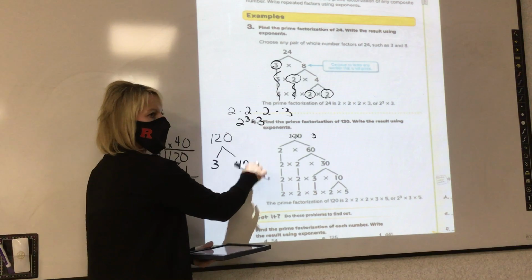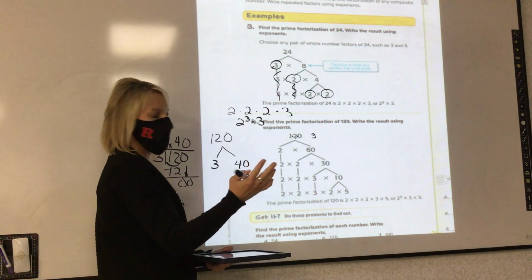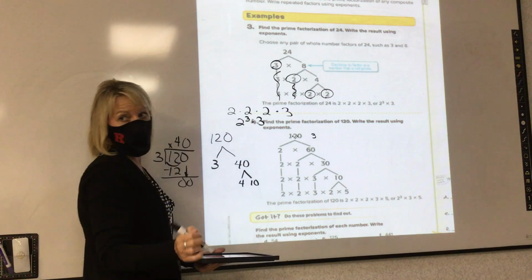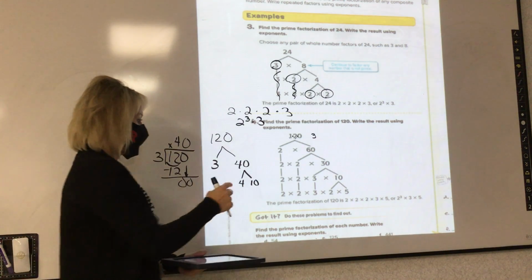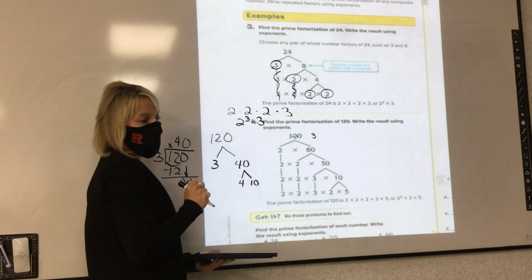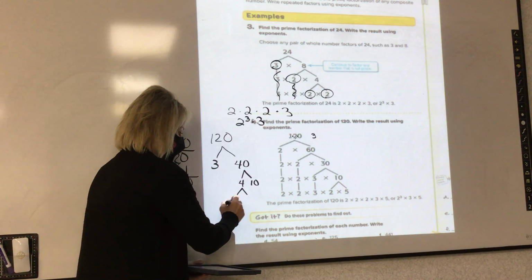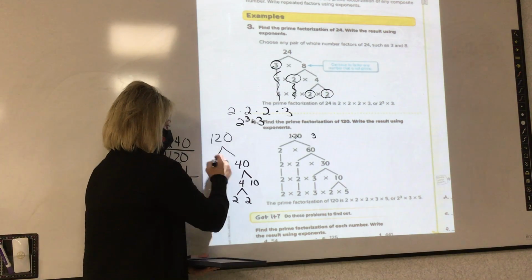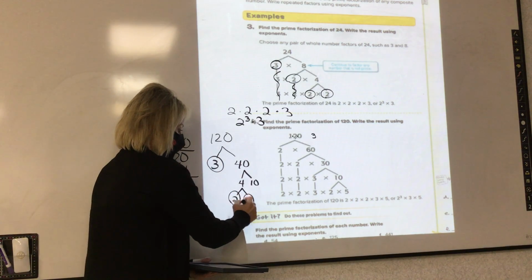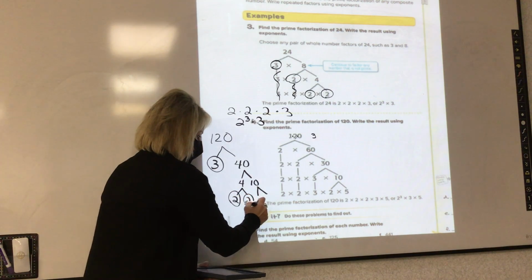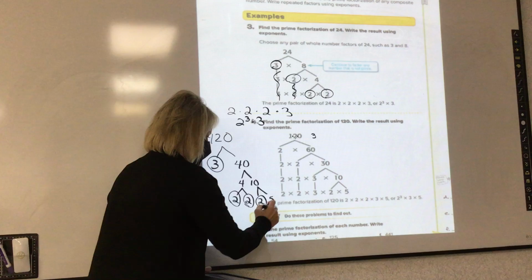It ends in a 0, so I'm going to use my divisibility rule of 10. So it's 4 times 10. But neither one of them is prime. So I'm going to split the 4 into 2 times 2. Oh, I better go back and circle my prime numbers. I need to split 10 into 2 times 5.